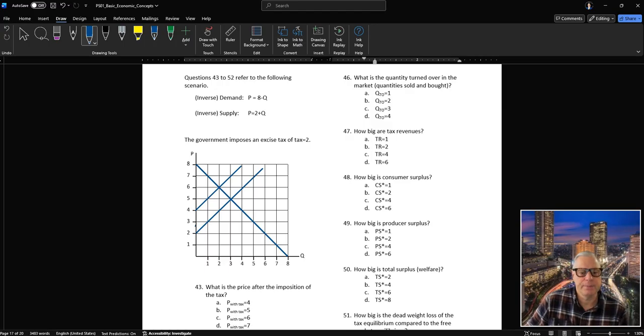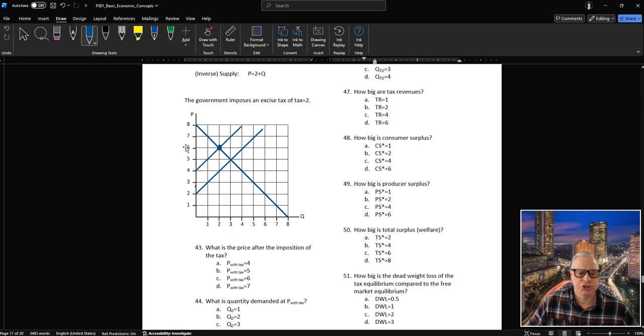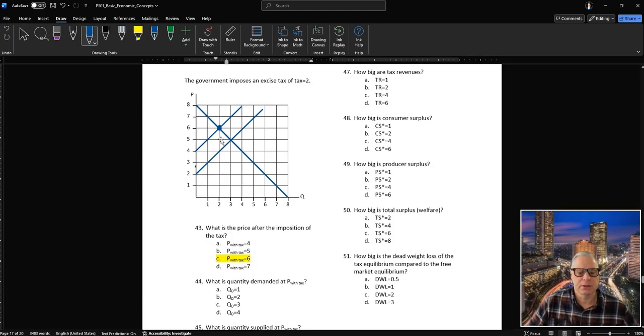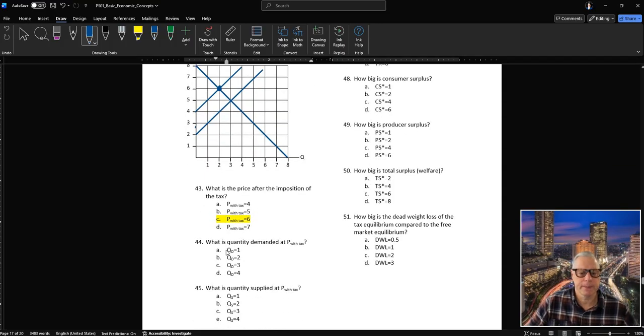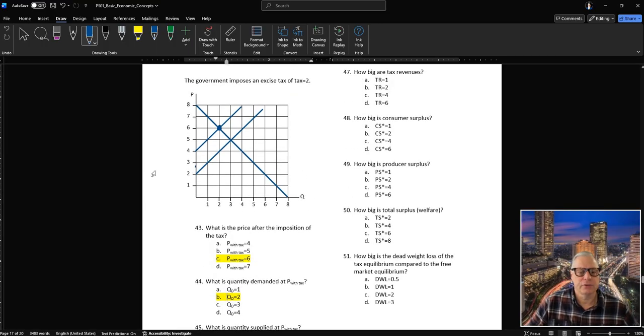Okay, so now here, this is where we need to conduct our welfare analysis. So what is the price after the imposition of the tax? Well, that is 6. The price with tax is 6. What is the quantity demanded? Well, at the price of 6, quantity demanded is 2. Quantity supplied, of course, that's the supply with the tax. So this was the old supply, supply plus tax.